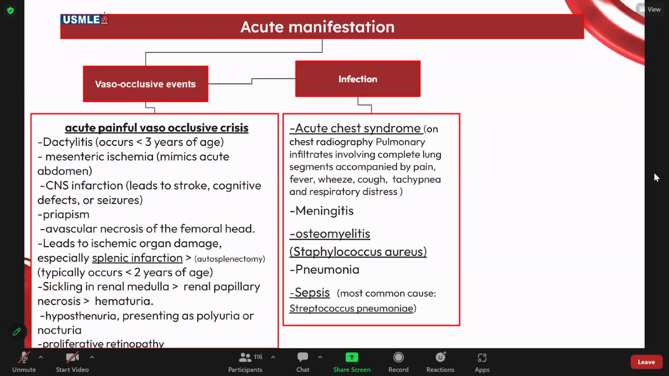So in cases of splenic infarction leading to autosplenectomy, the infection tendency will be higher, and autosplenectomy makes the patient susceptible to encapsulated bacteria. The most common bacterium is Streptococcus pneumoniae, leading to sepsis. Also, the patient may present with meningitis, osteomyelitis due to Staphylococcus aureus, and pneumonia, in addition to acute chest syndrome.